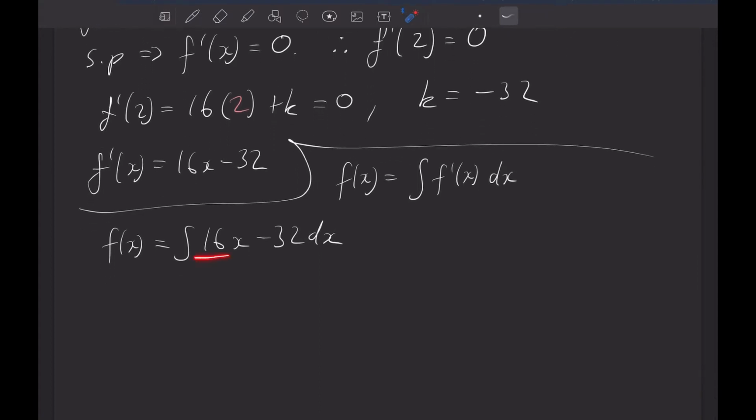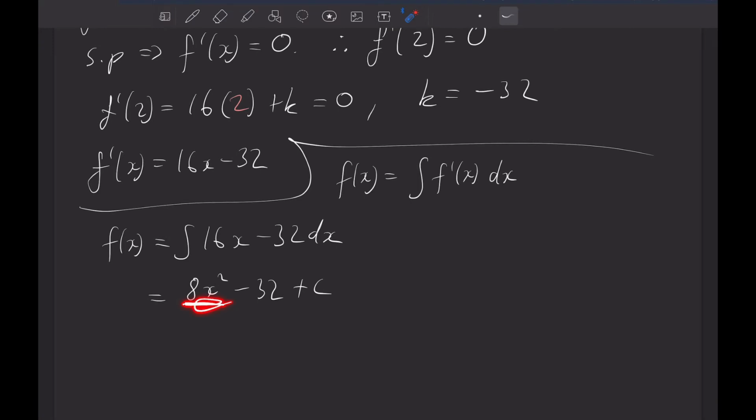So what I mean is there's a common factor of 32 there, and you could absolutely use that common factor if you wanted to. I'm not going to. This becomes 8x squared minus 32 plus c.